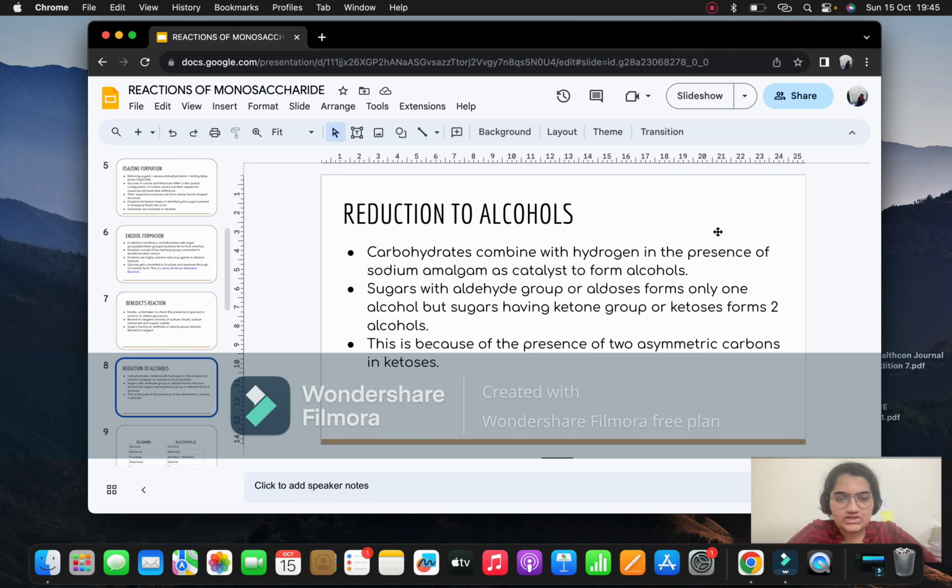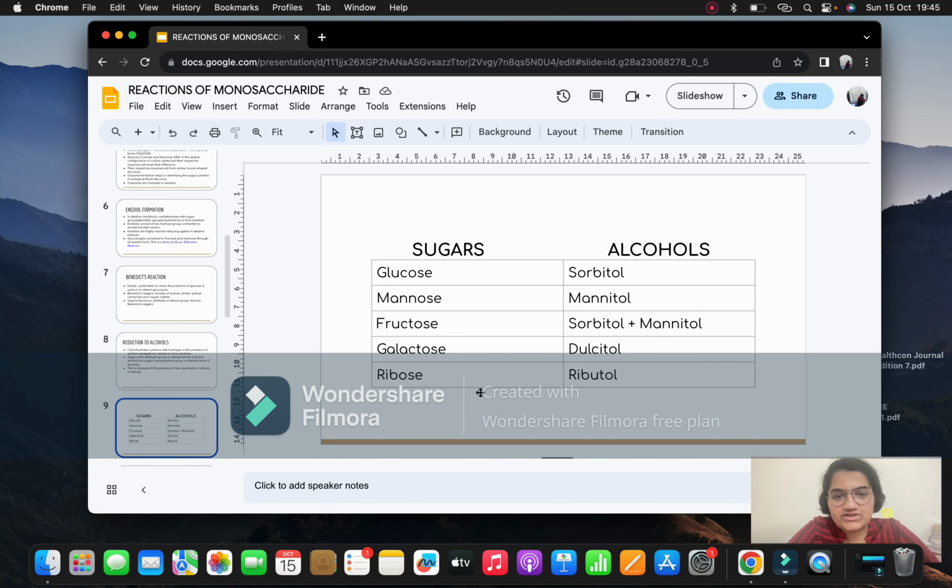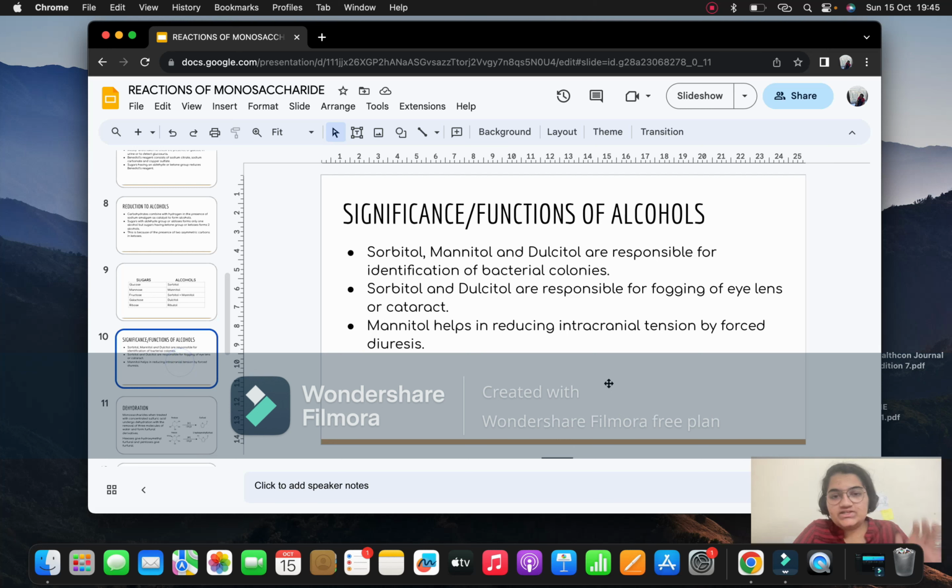And here are some sugars and their corresponding alcohols. So glucose will form sorbitol, mannose will form mannitol, fructose will form sorbitol and mannitol both, galactose will form dulcitol, and ribose, ribitol. Now, significance or functions of alcohols.